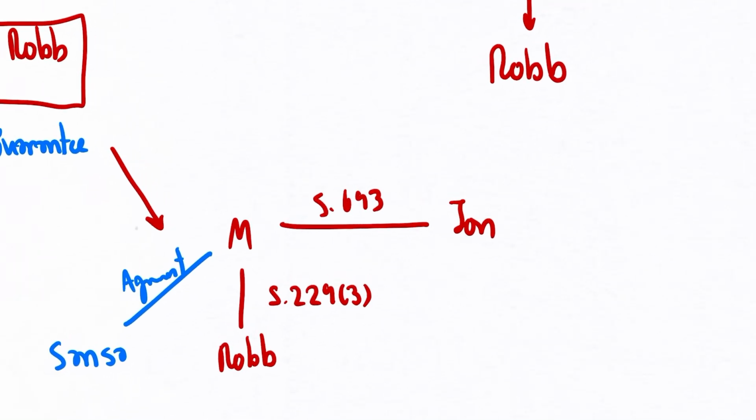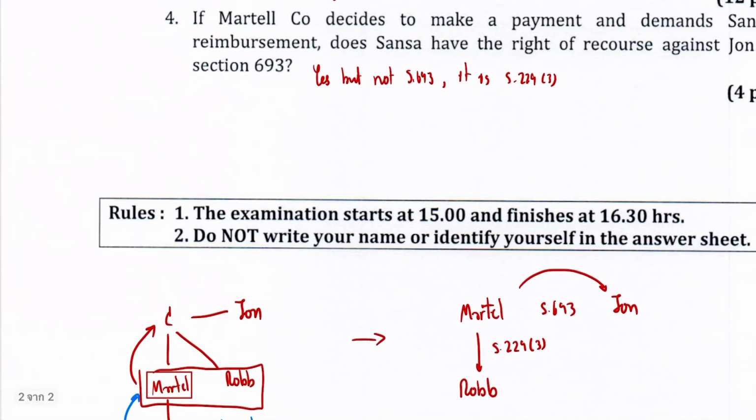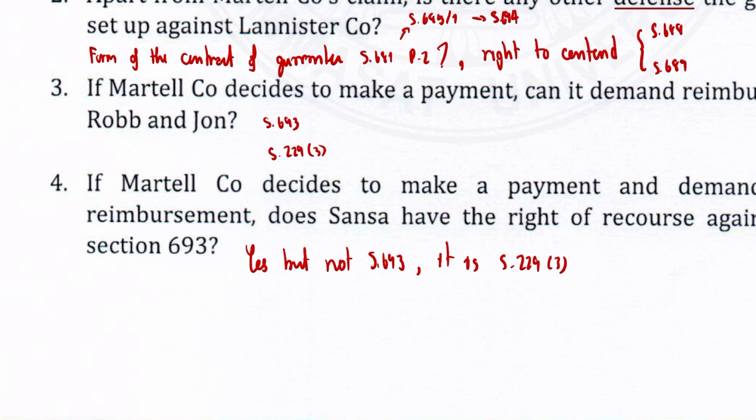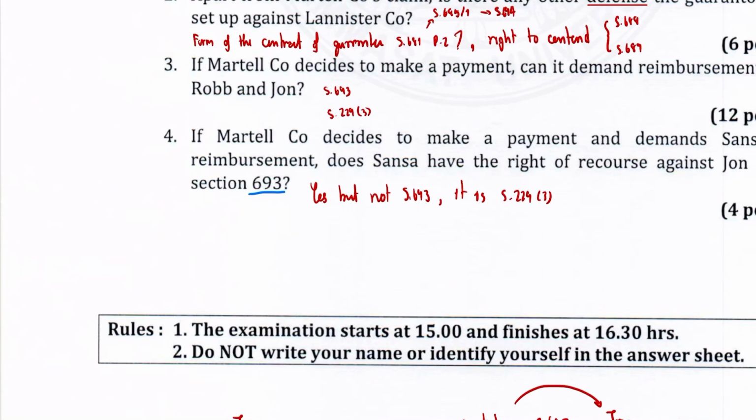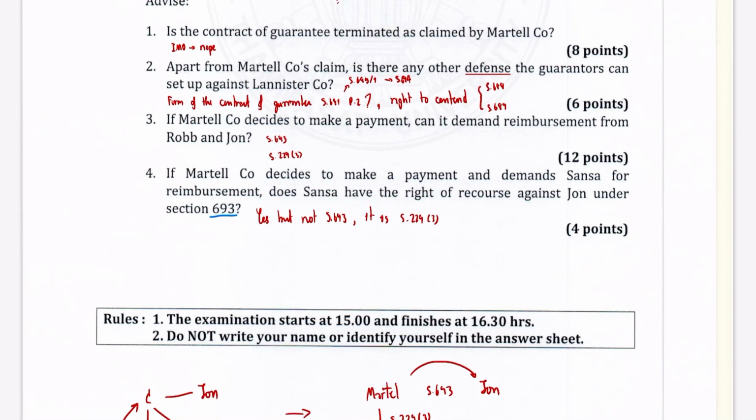So if Sansa pays Mattelco, of course Sansa can subrogate into Mattelco's position, but this is not the case that Sansa has the right of recourse under section 693, because Sansa is not a guarantor, and also Sansa did not pay the creditor because Mattelco is not the original creditor. Therefore, if Sansa subrogates into Mattelco's position, Sansa will not get the right from section 693. Nope. Which section Sansa will get, in my opinion, I think is section 229 subsection 3. However, I discussed this with Ajahn last class briefly, and we are not so sure whether it is section 229 subsection 3 or not, but I still cannot find any other section. So, yeah, that is it.